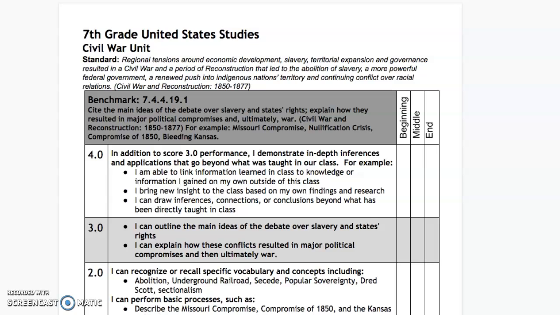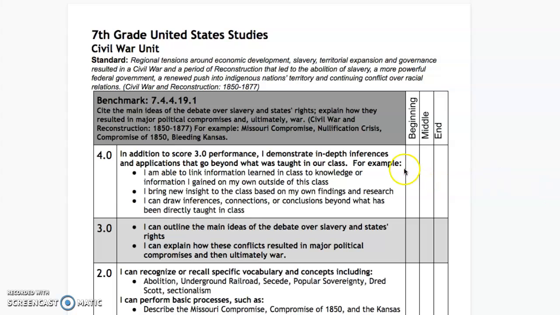Okay, so I thought this would be easier than trying to share every single different document and whatnot. My two observation components are learning goals and scales, and then identifying critical information. So, the two standards that we cover in the Civil War unit.